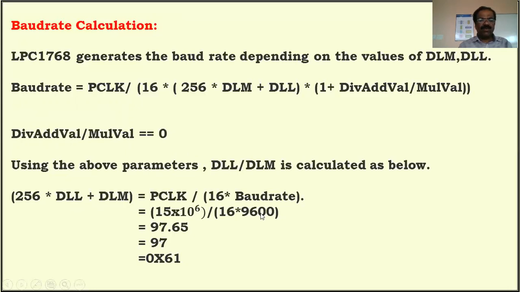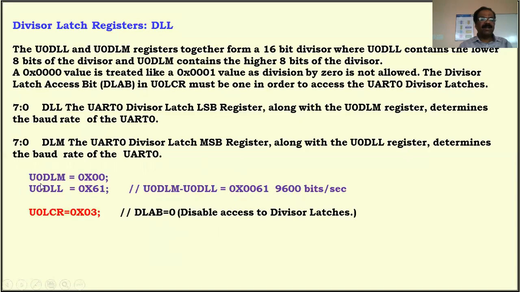Therefore, we have to write this statement, that is DLM equal to 0x00, where 0x stands for hexadecimal, and DLL equal to 0x61. If you put together 0061, you still have to store and execute separately. It's not possible to write them together. This is the higher order register, this is the lower order 8-bit register. Therefore, you have to load higher order in this, lower order in this.